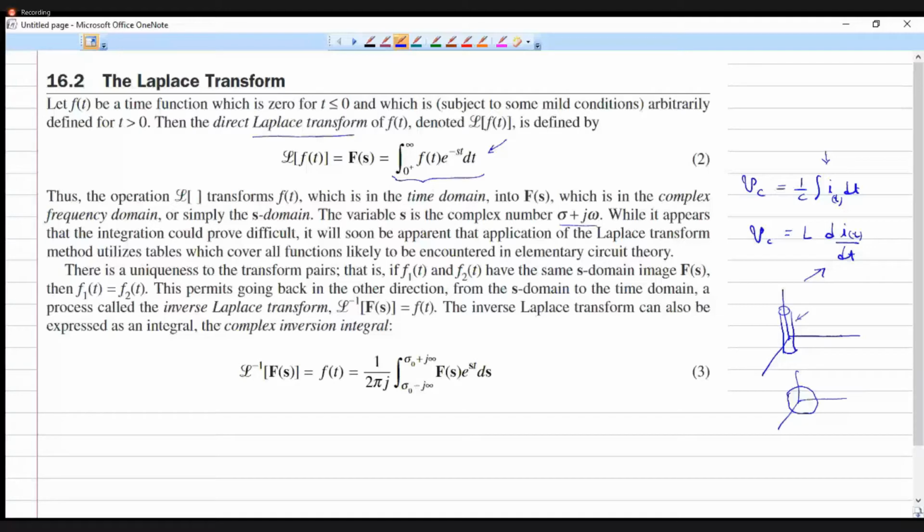And after doing the linear transformation, once we convert it to the Laplace domain, our differential equation vanishes. These derivative terms will be converted to simple linear equations, which we can solve very easily, either simultaneously or by substitution or cross multiplication, etc.